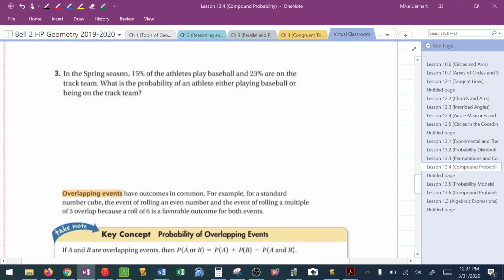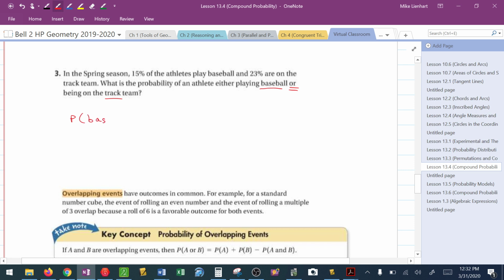Let's just do this one using the percentages. In the spring season, 15% of the athletes play baseball, 23% are on the track team. What's the probability that an athlete is either playing baseball or, there's our key word, on the track team?